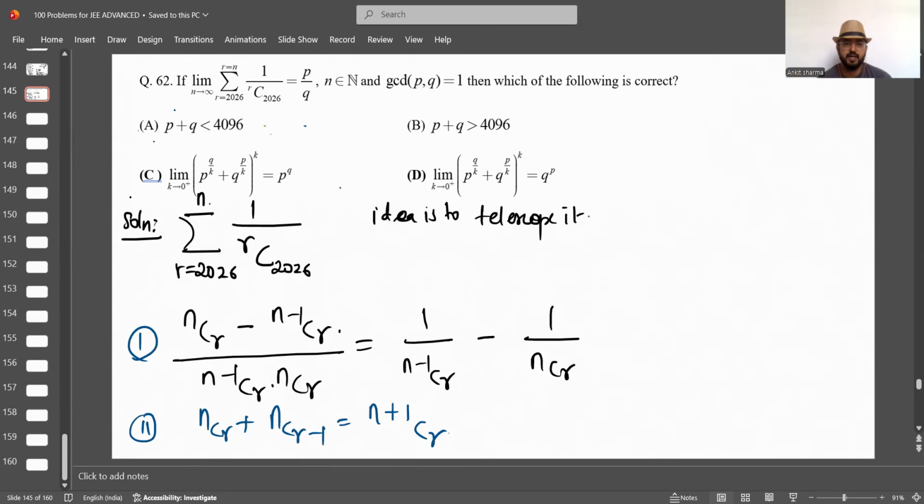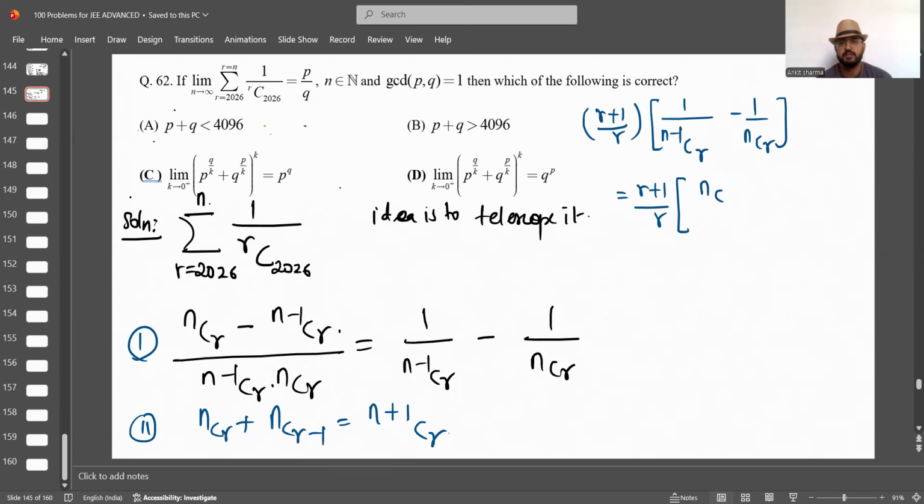So now again, I have this portion. What I'll do, I'll multiply and divide by (r+1) by r on both sides. So I have here 1 over (n−1)Cr minus 1 over nCr. Please watch it carefully to understand why I have written this (r+1) over r. So if I multiply on both sides, I'll have here (r+1) over r, then this part can be written as nCr minus (n−1)Cr over (n−1)Cr into nCr. Let's keep it.